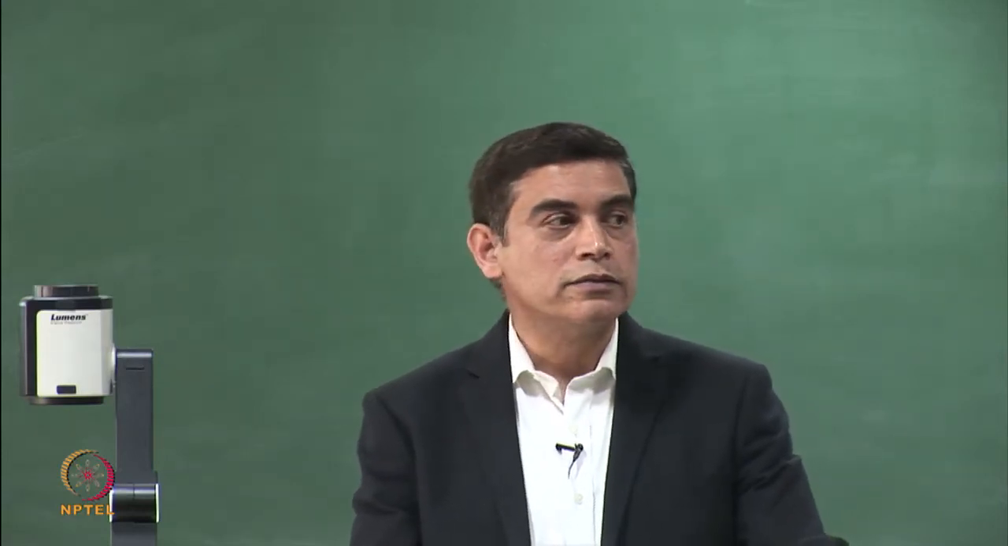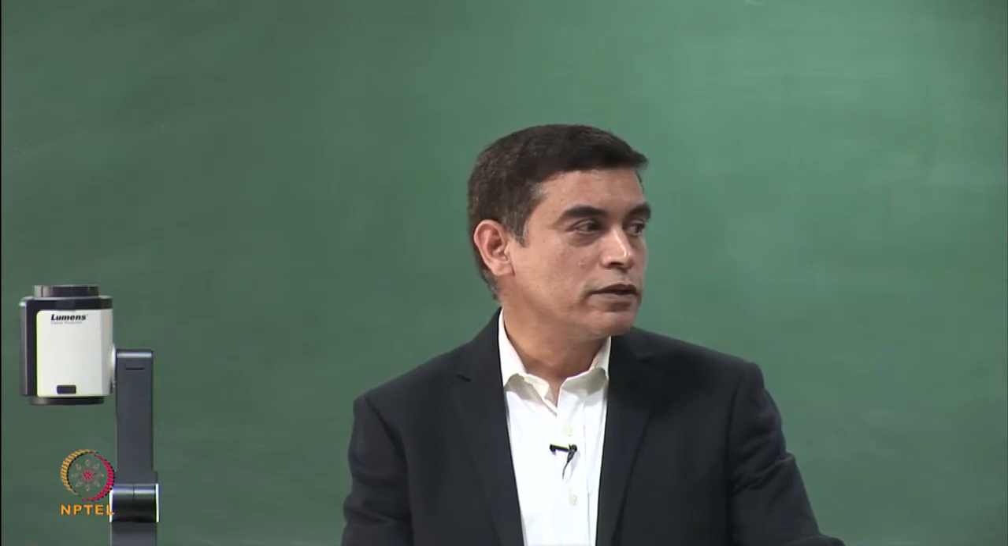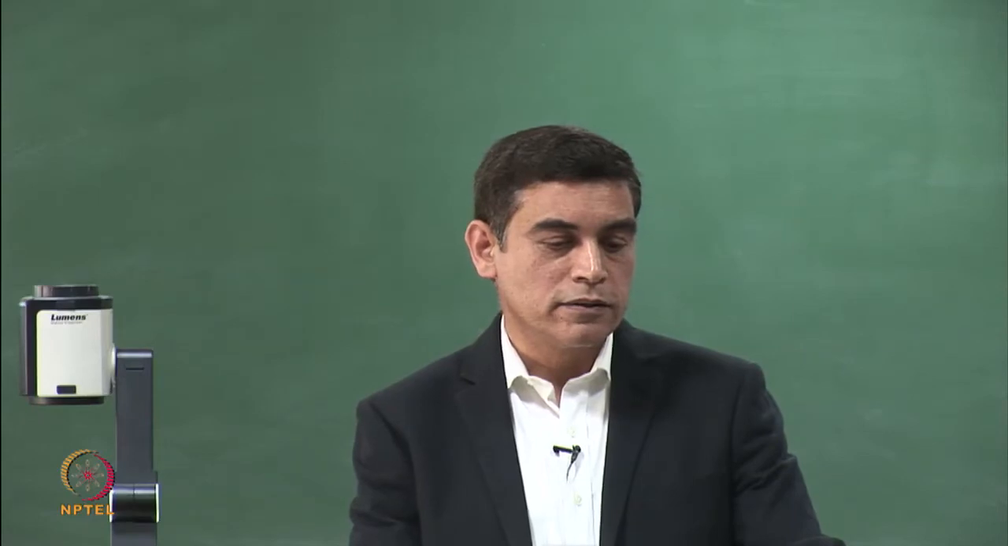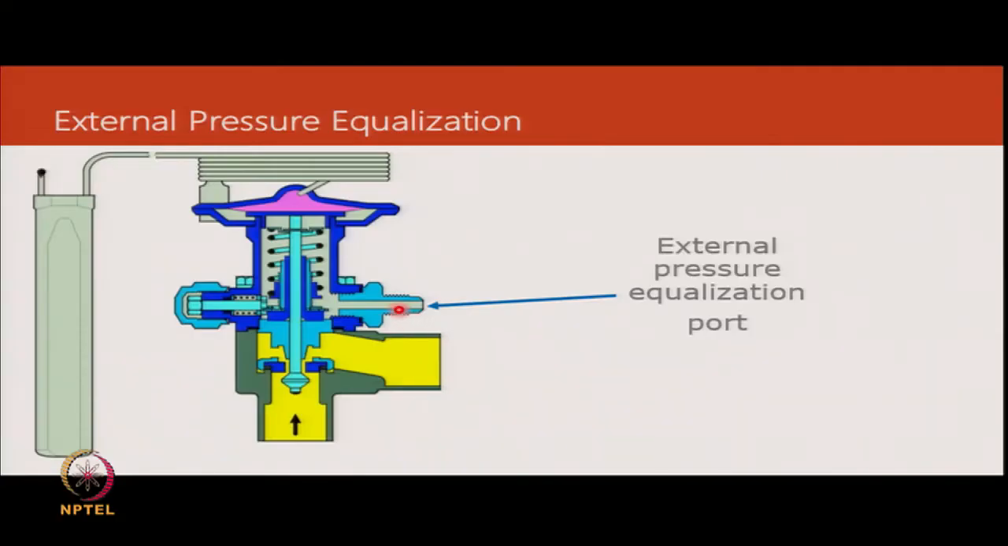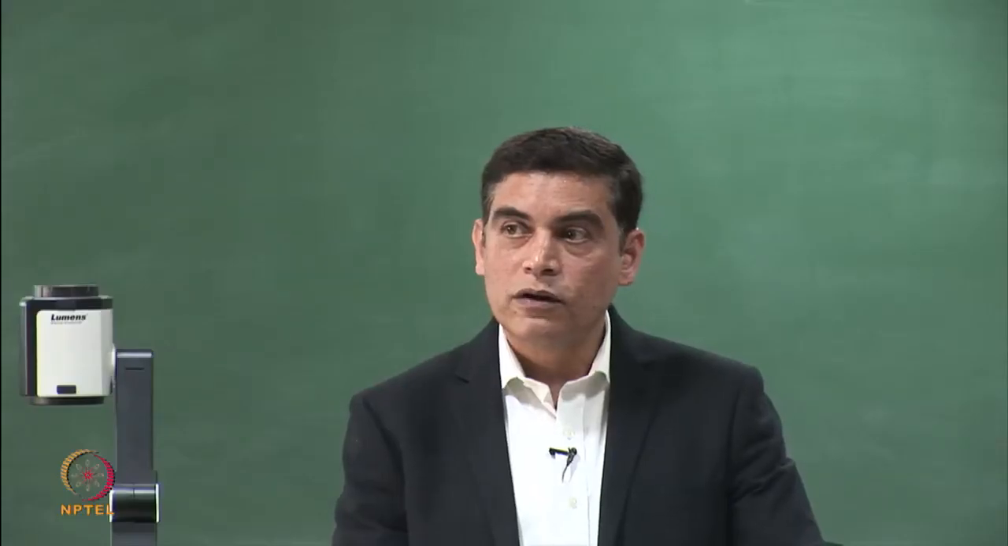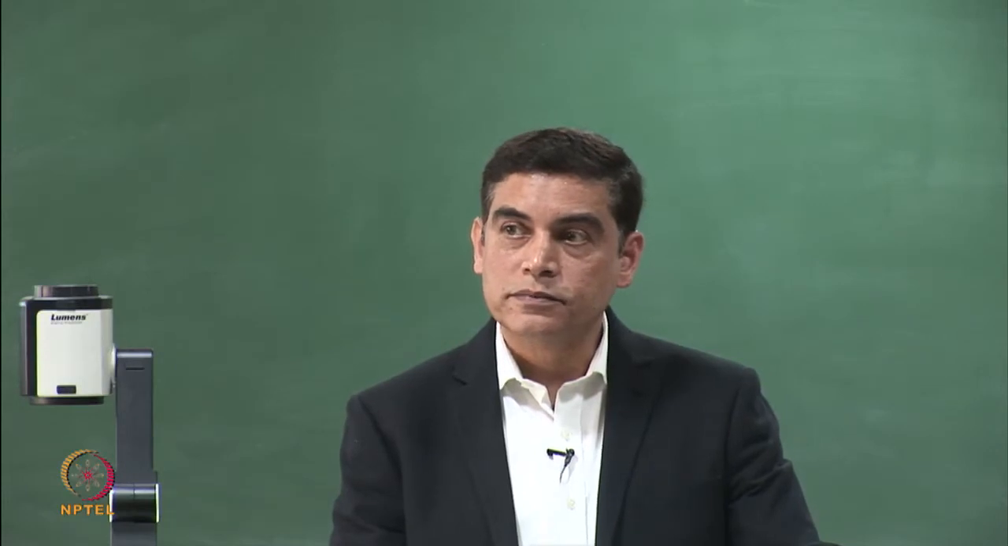When you are looking at airtight systems, we are looking at reliable systems where there is no need for replacement, then we would look for soldered connections for all these parts here. When we feel there would be likely a need for making changes, then we would look at threaded connectors. The advantage of internal pressure equalization is that there is no additional piping needed. It is a simpler system. Pressure after the valve is used as evaporator pressure under the diaphragm, which we have discussed, and the pressure drop is not taken into consideration, which means it is negligible, or we are adjusting it using the spring force if it is constant.